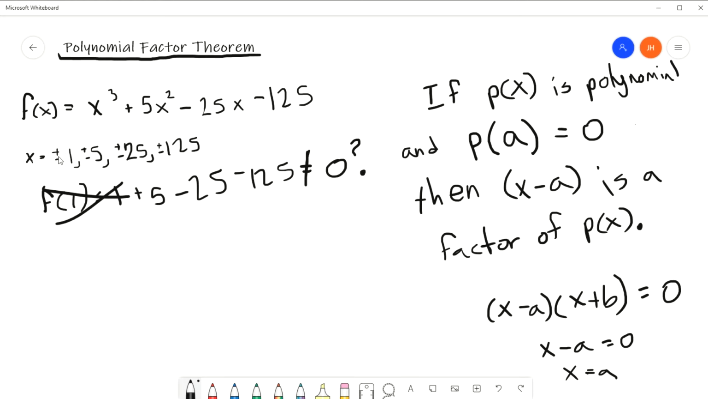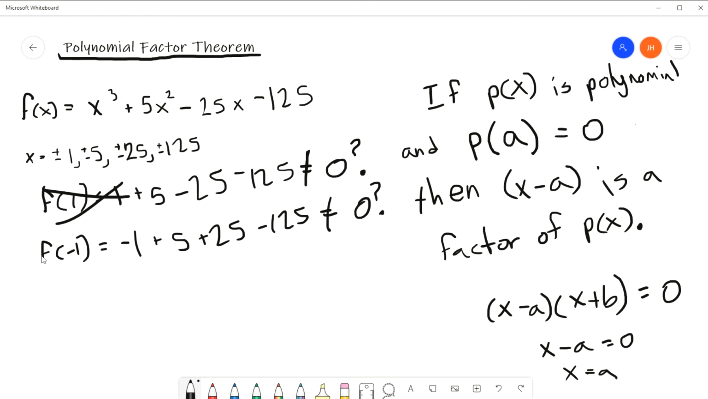Okay, let's test the negative then. Let's test -1. f of -1. -1 cubed would be -1. -1 squared is 1 times 5 is 5. -1 times 25 is plus 25. And -1 minus 125 stays. Does this equal 0? No, that's not going to equal 0. So I know that f of -1 is not a solution. Okay, let's try 5, right? And I just keep going like this, right, guys?